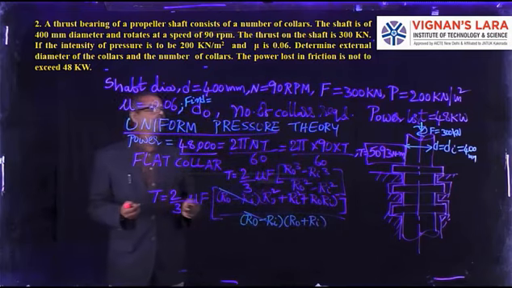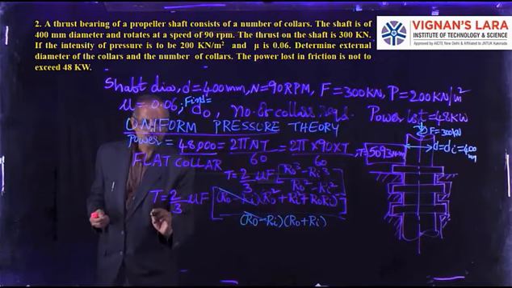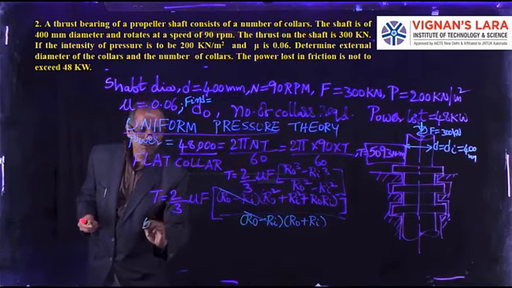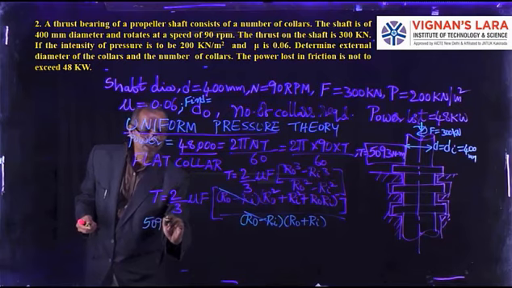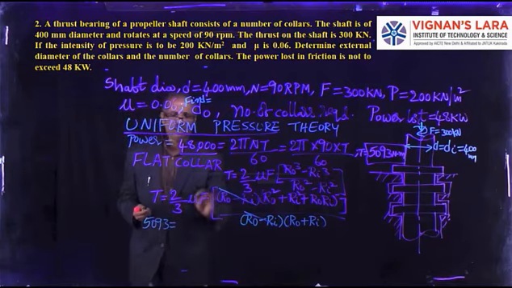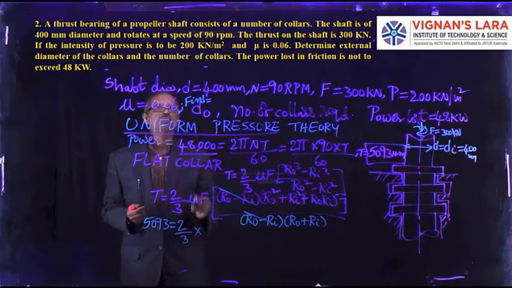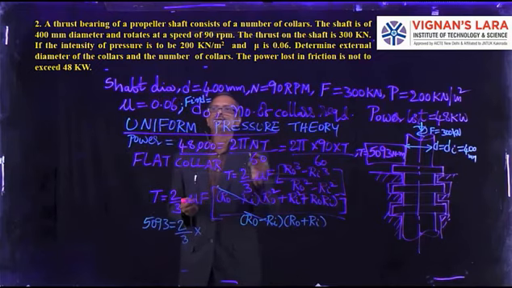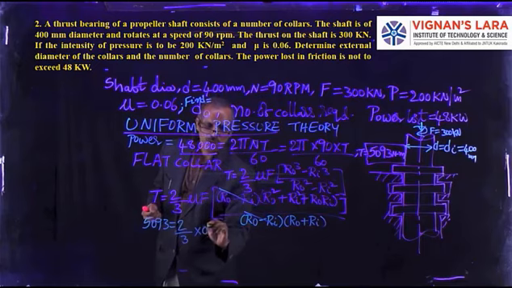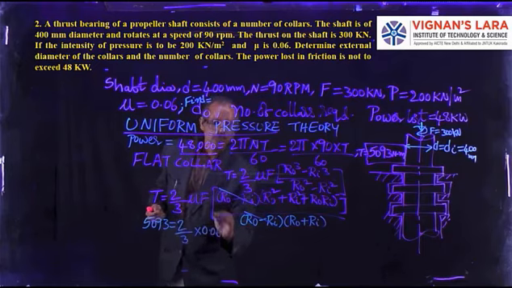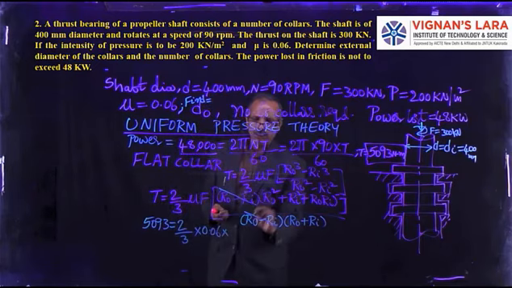So here, what is the torque? We already have the torque with us, 5093 is equal to 2/3 μ. What is the value of μ? Coefficient of friction, 0.06. And what is the force? 300 kilonewtons.